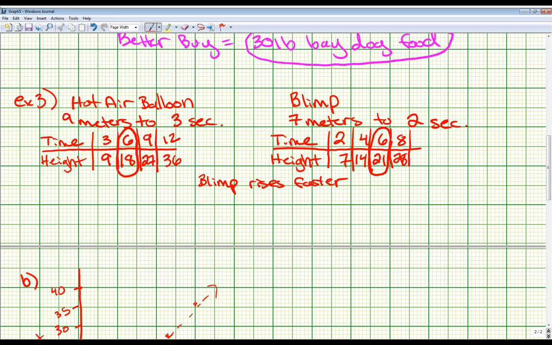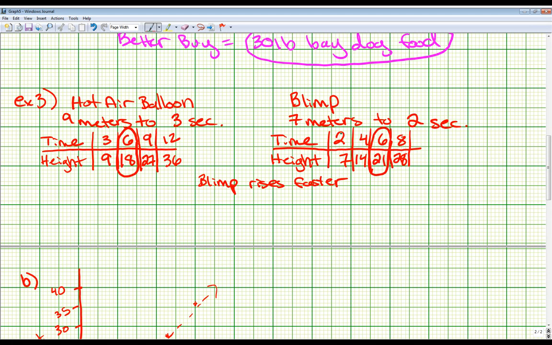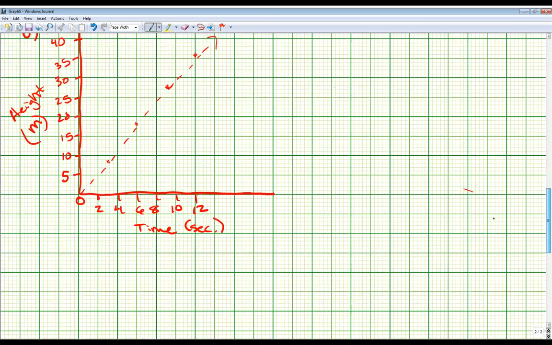I'm going to actually change colors. If you don't have 2 different colors, that's fine. You can use a different kind of line to be able to see the difference. So we have every 2 seconds, it's going up 7 this time. So let's plot that one. So at 2 seconds, it's at the 7. So there's 5 and there's 10. So 7 would be right in here.